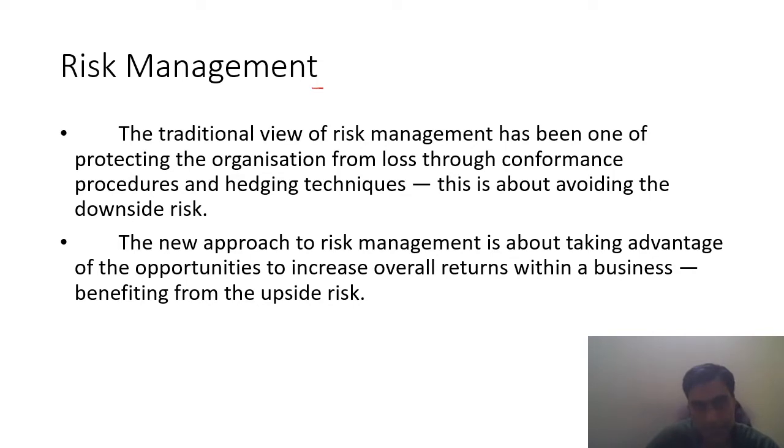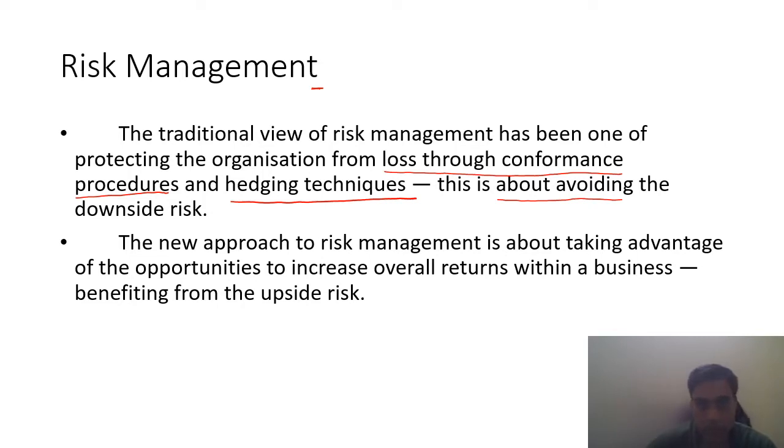Risk management. The traditional view of risk management has been one of protecting the organization from loss through conformance procedures and hedging techniques. So in the traditional view, our main objective is to safeguard the organization from unexpected situations or from expected deviation in the profit or in achieving the objectives. This is also called avoiding of risk. This is the downside of risk.